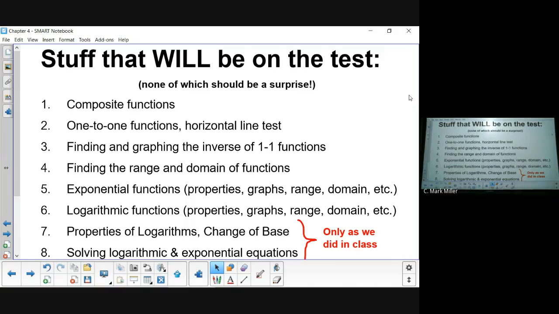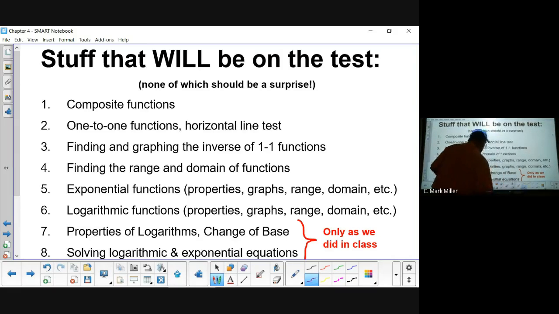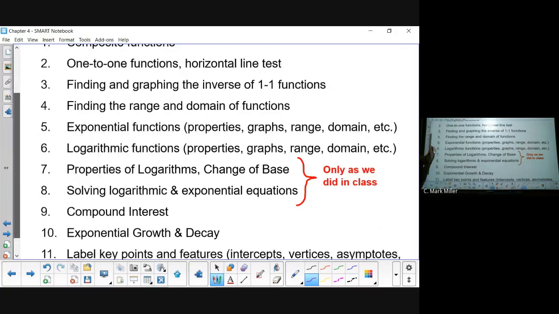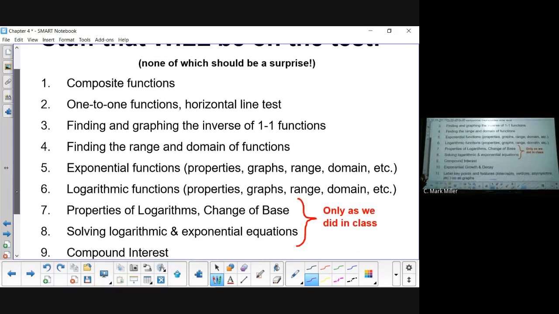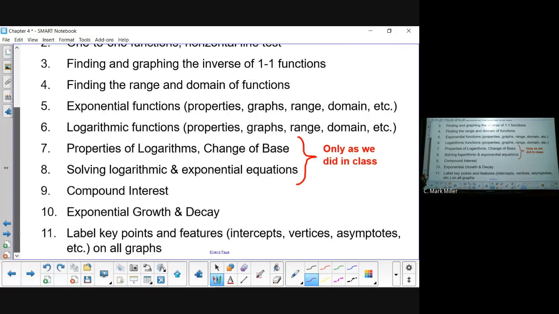Problem number 1. Those are graphing exponential and logarithmic functions, right? So we're down here somewhere. All right, logarithmic functions, properties. Logarithmic properties, graphs, right?